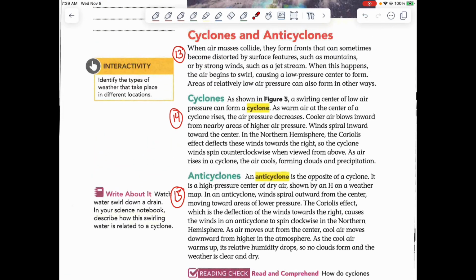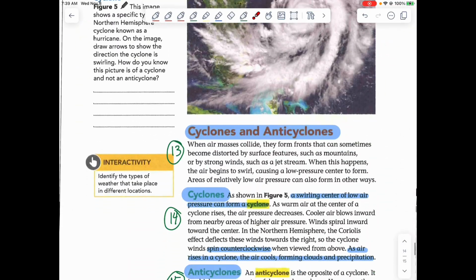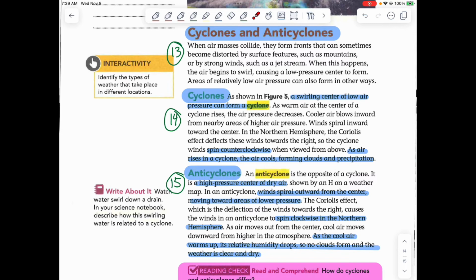Now that we're ready, we're going to go ahead and look at page 72. Please make sure you number your paragraphs 13, 14, 15. This is the end of what we're going to be highlighting and taking a look at. On 13, I highlighted our heading. Everything on this page is about cyclones and anticyclones, and I thought that was pretty important. So in paragraph 13, I actually didn't highlight anything. You're welcome to if you feel there's something that is really important. It does have a really good sentence here. When air begins to swirl, causing the low pressure center to form, areas of relative low humidity pressure. You are welcome to highlight it if you want.